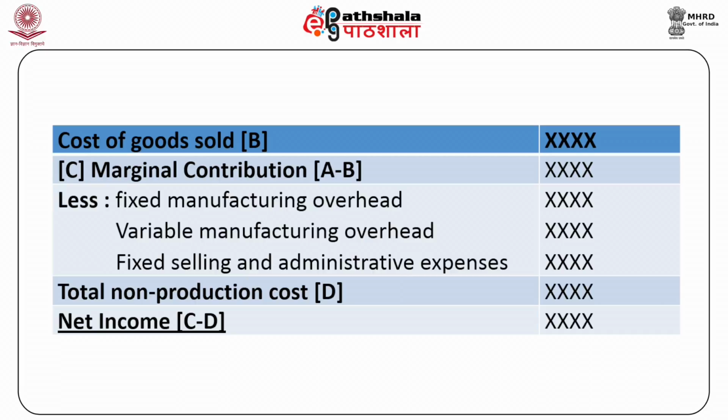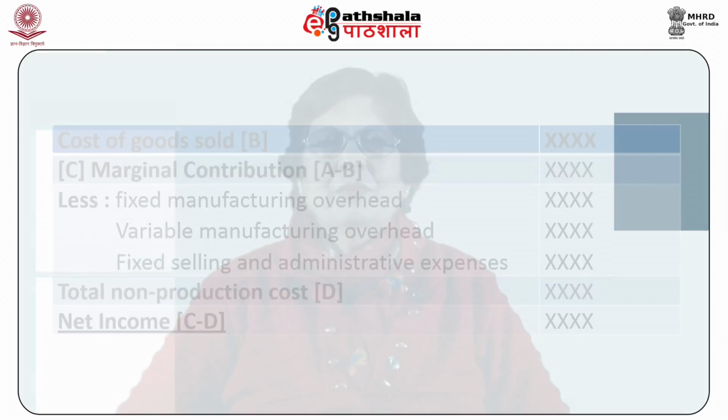C would be marginal contribution, which is given by A minus B, less fixed manufacturing overhead, variable selling and administrative expenses, fixed selling and administrative expenses. This gives you total non-production cost D. Net income is C minus D.